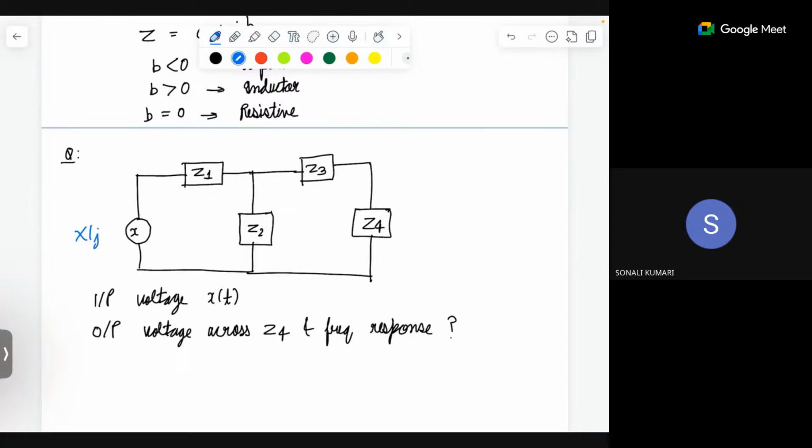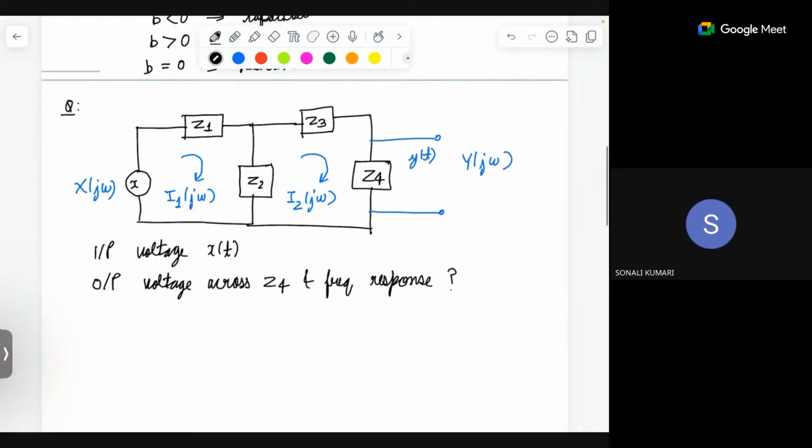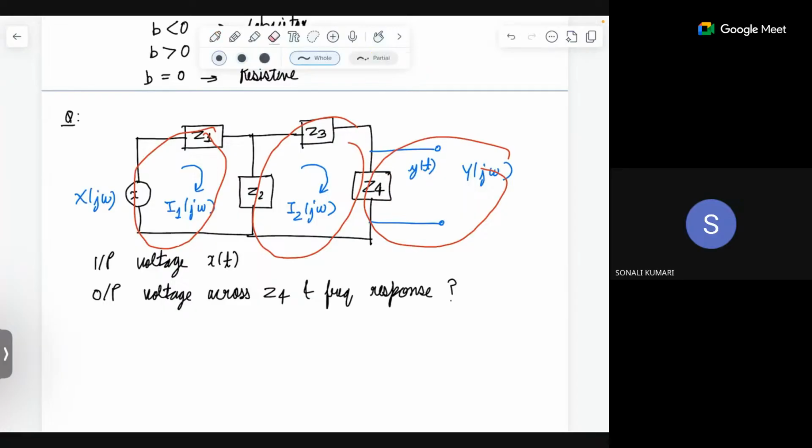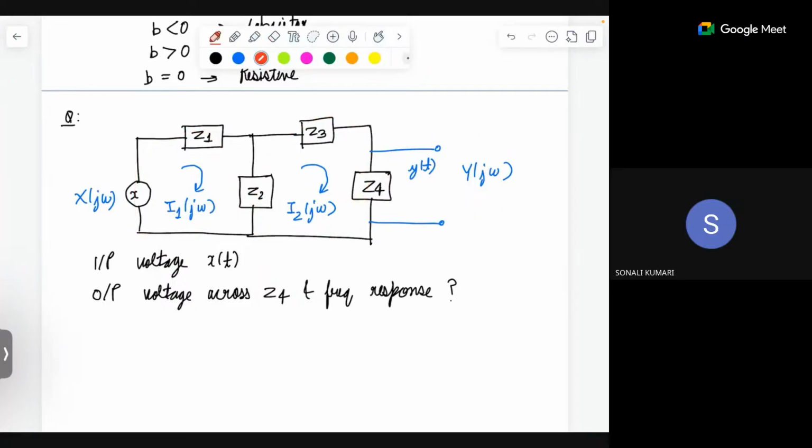So this will become X of j omega. We are taking the output across Z4. So in time domain, it will be y of t. In the Fourier or frequency domain, it will be Y of j omega. In the first loop, I will take the current I1 j omega. In the second loop, I2 j omega. Now we will use KVL for the first loop, the second loop, and for the relationship between y of t and Z4. And from solving these equations, we will get the answer.